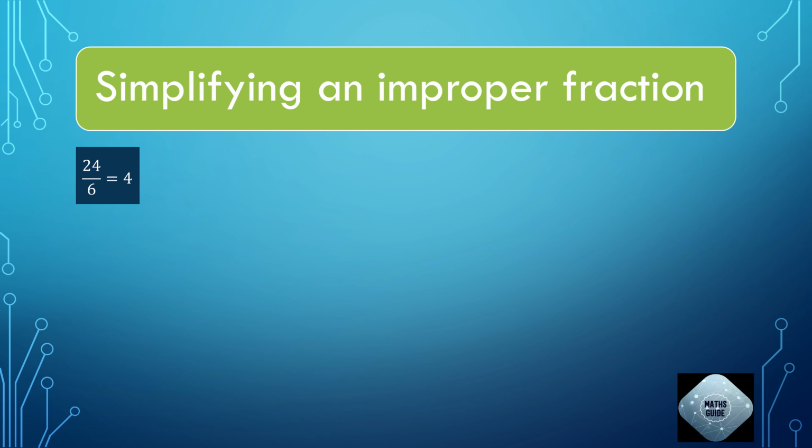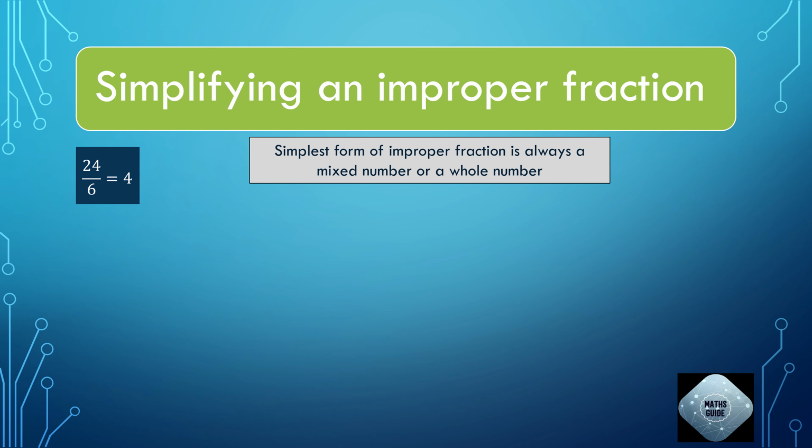Now simplifying an improper fraction. First step is to divide numerator by denominator. Here 24 by 6 means 24 divided by 6, leaving behind no remainder because 6 times 4 is 24. The simplest form of an improper fraction is always a mixed number or a whole number. Here when 24 is divided by 6 we get a whole number.